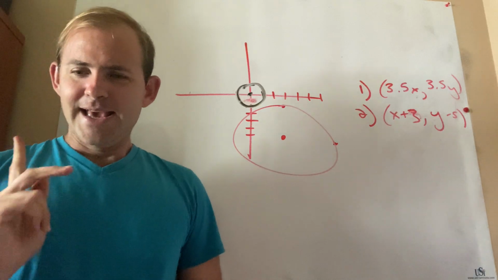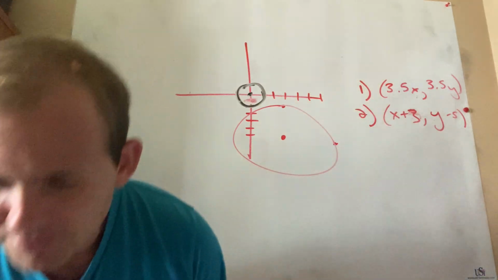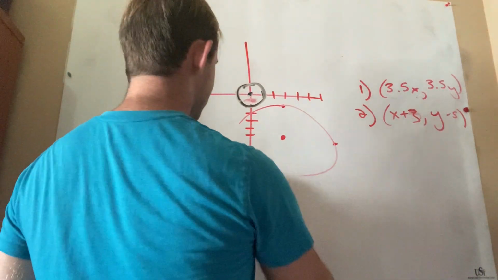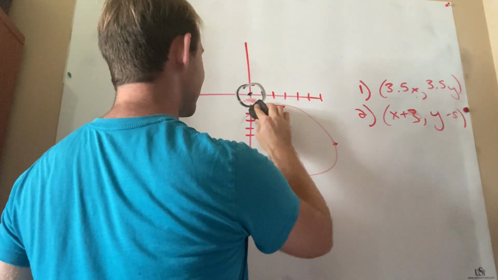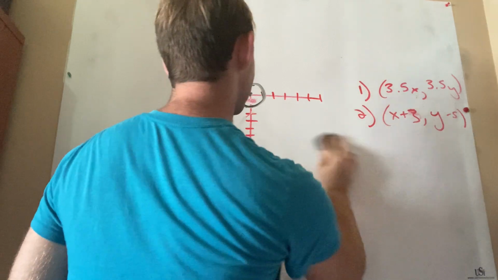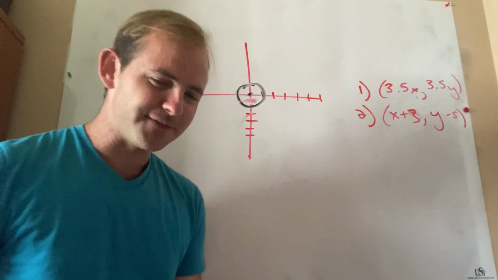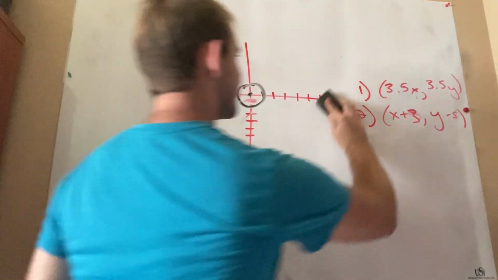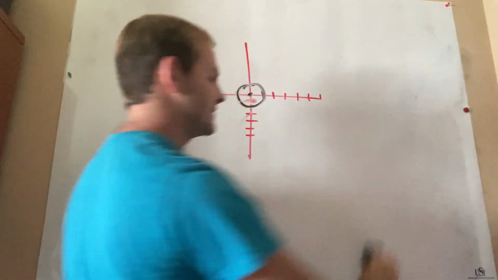All right, let's try out one more example, example number 2. This one I think will be a little bit easier because I'm pretty sure the circle is even. I don't think we're going to have a fractional or decimal coordinate rule there.